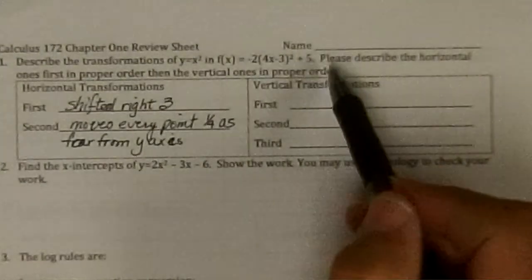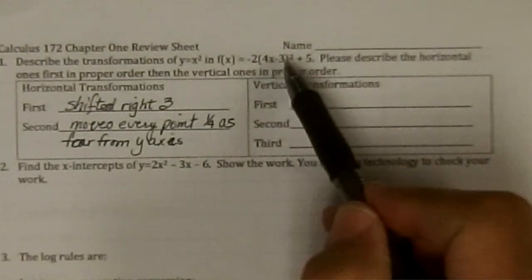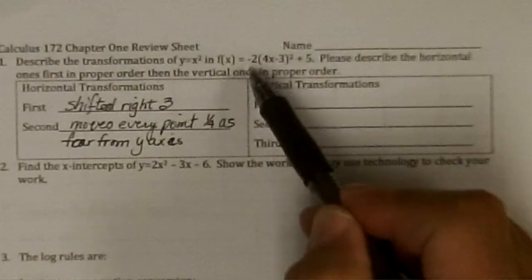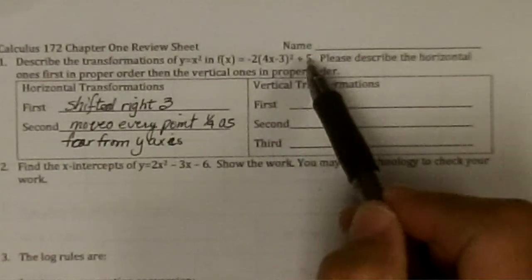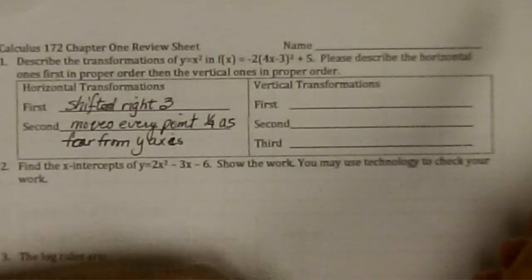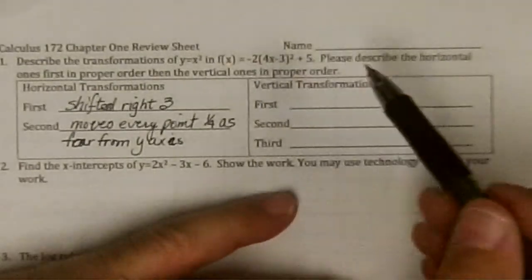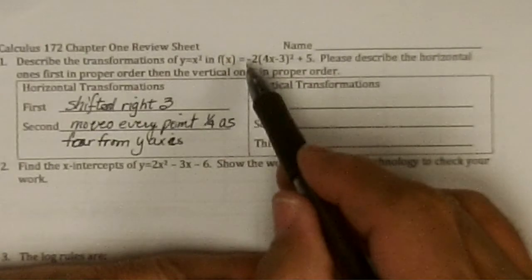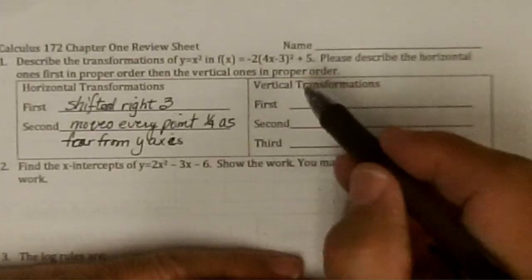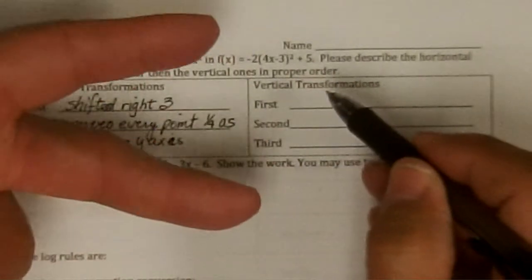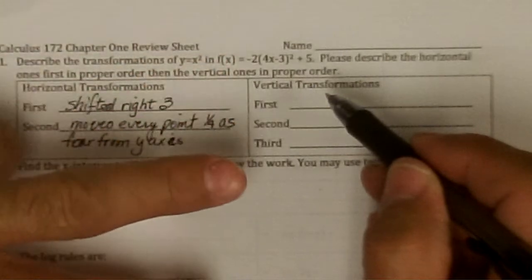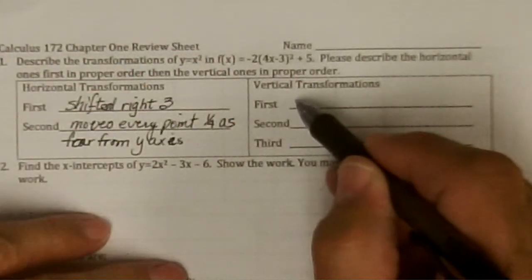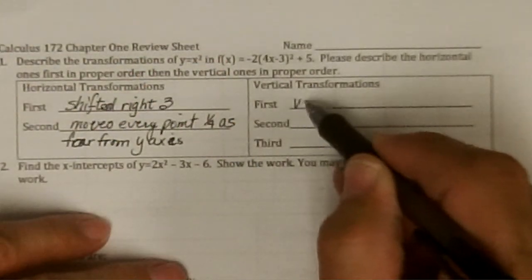Now the vertical is everything outside the parent function, outside the x squared, where that's a minus and a 2 and a 5, and these do go in order of operations. And so the multiplication would come before the addition. So first of all, we'll take care of the minus, which is a vertical flip or reflection over the x-axis.